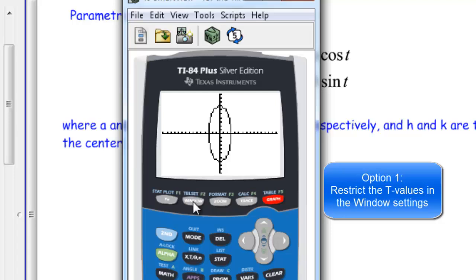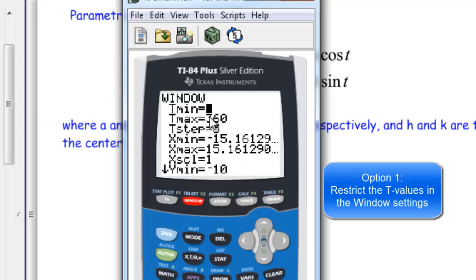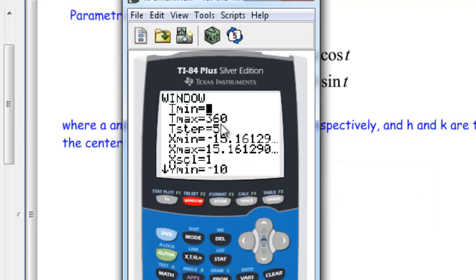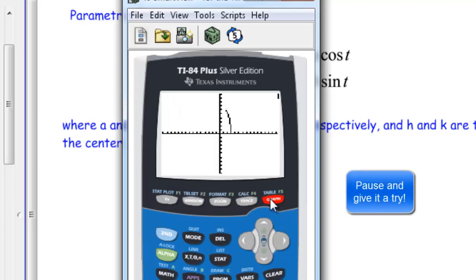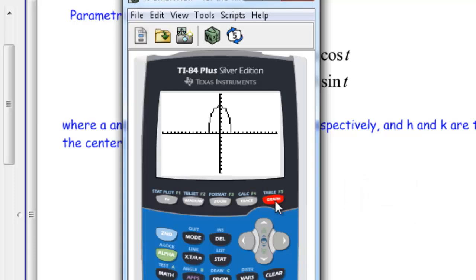First, we can go into our window where our t values go from 0 to 360 degrees. I'm going to restrict the t values now to between 0 and 180 degrees. What do you think that's going to do to our image? Let's take a look. We only see the first half of the image being drawn.